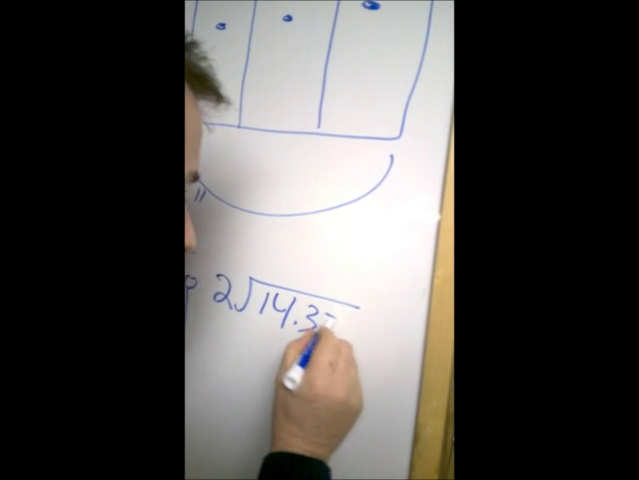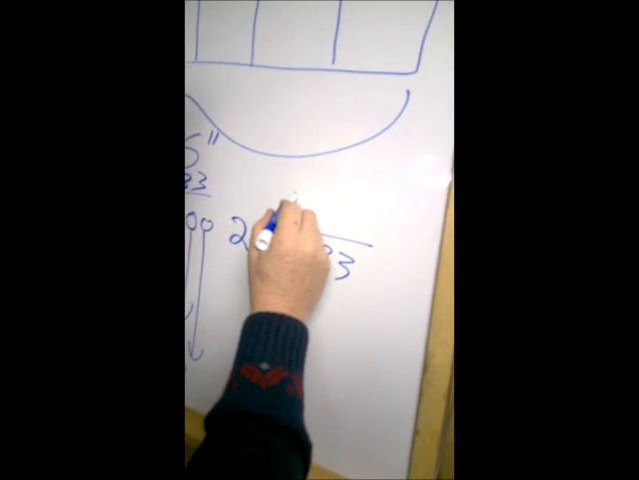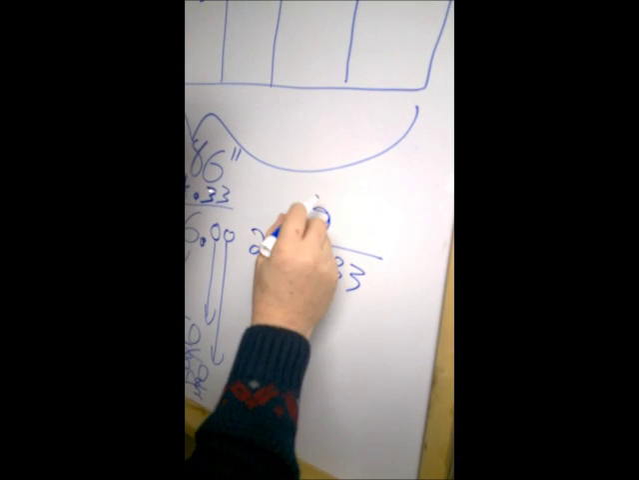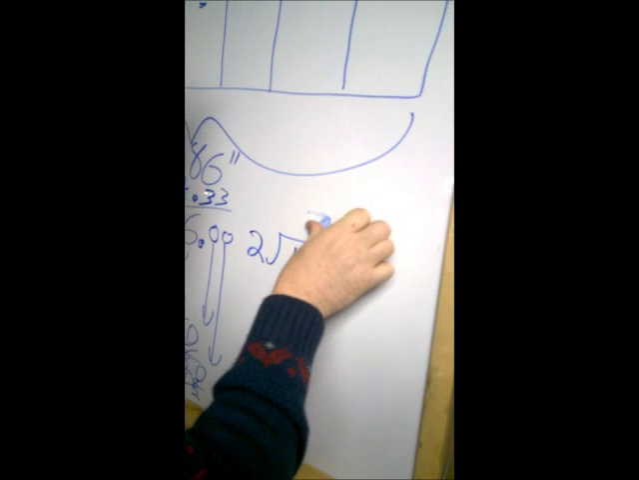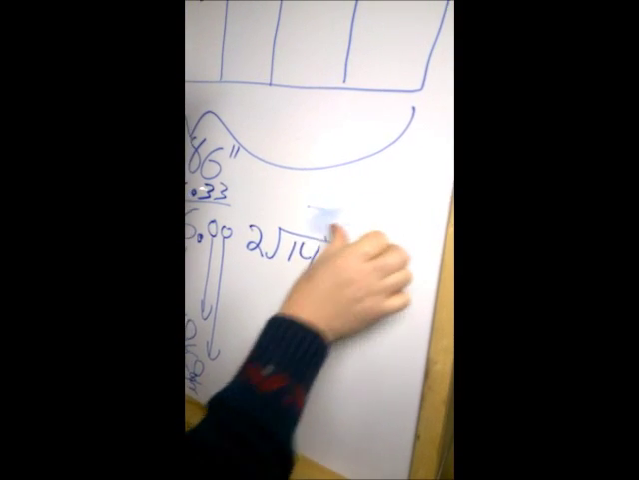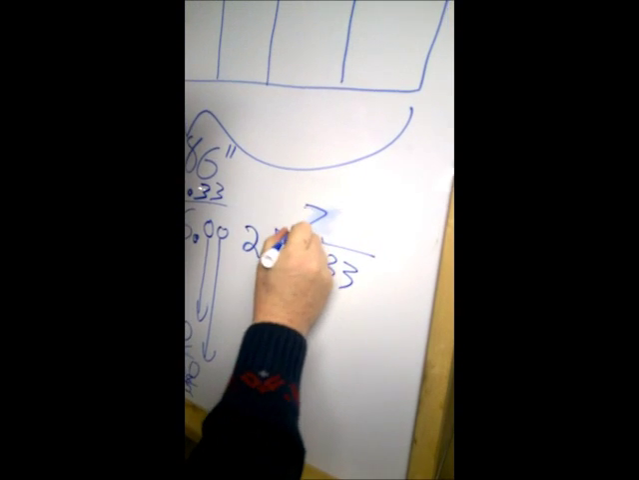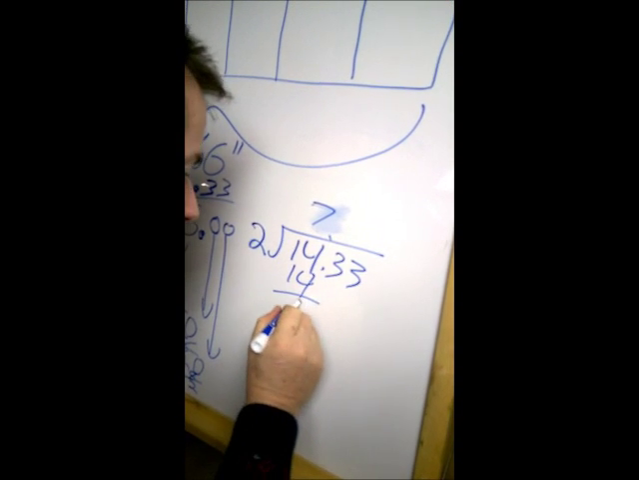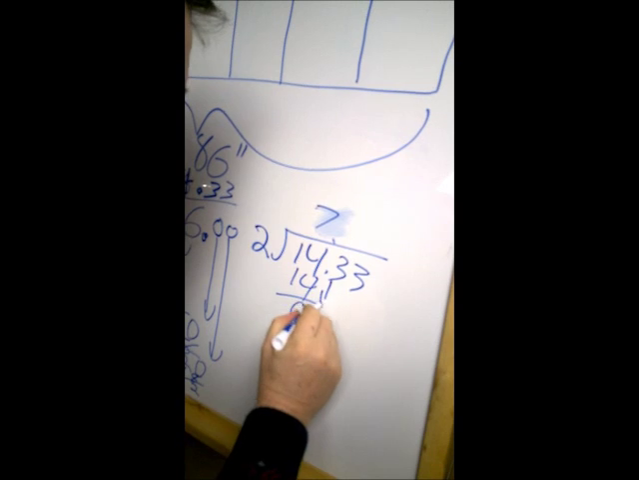2 into 14.33. 2 into 14 is 2. I'm sorry, 7. Let me just, I'm getting ahead of myself. 2 into 14 is 7. 7 times 2 is 14. 0. Drop down 1, 3.